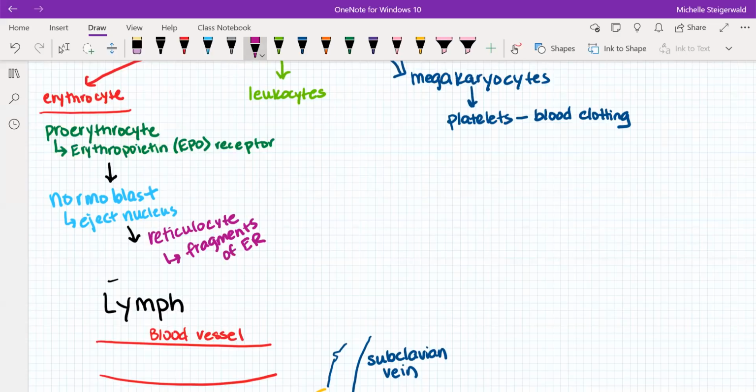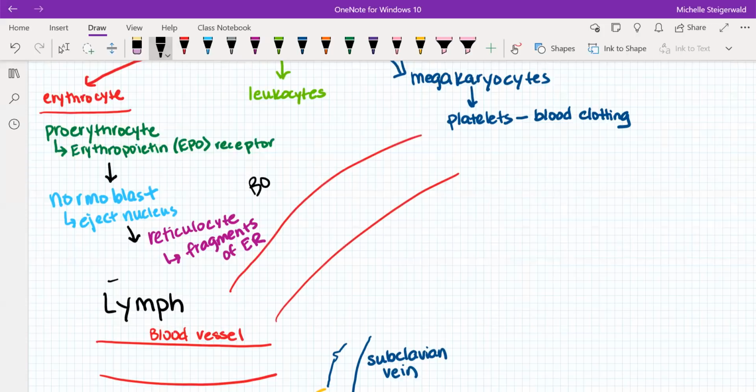But eventually those are going to break apart. They can't maintain those either. And so from there, it's going to move into the blood. So this was all in the bone marrow. So now you've matured, you're going to move into the blood and mature into an erythrocyte.